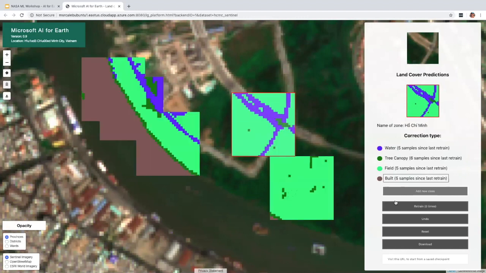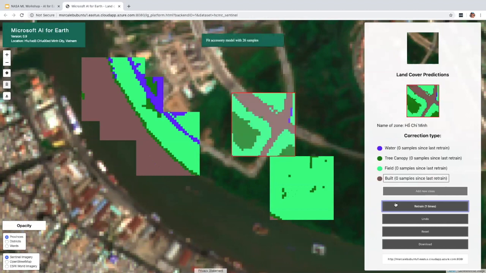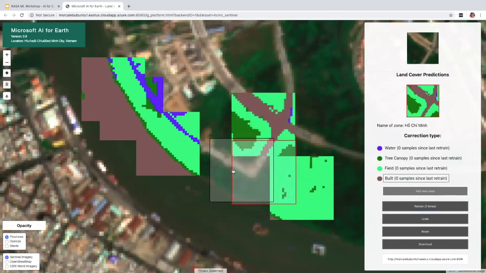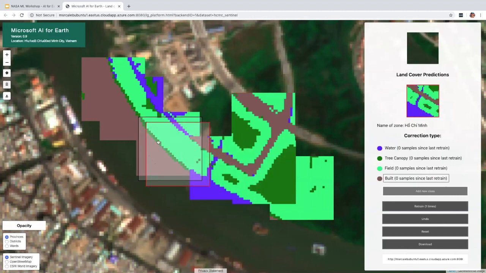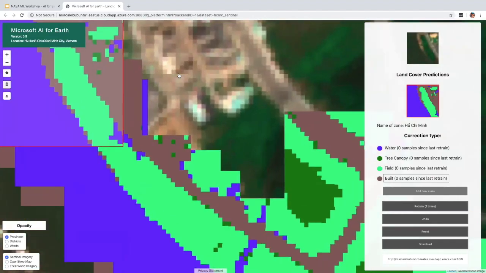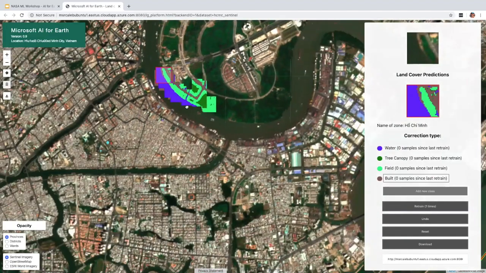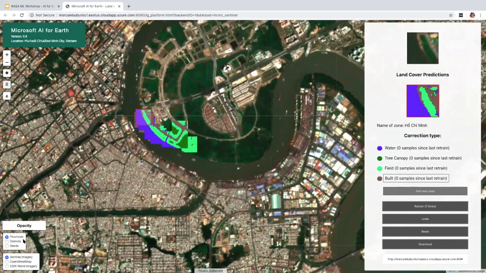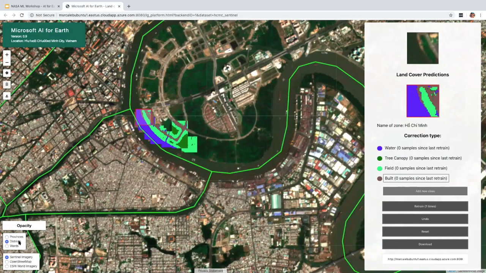So now that I've done this, I can press retrain and the final layer of the model is retrained with the data that I just provided and the new predictions from the model are shown on the screen. So if I keep running inference now, I can see these new predictions and find that they're matching up with the imagery much better.